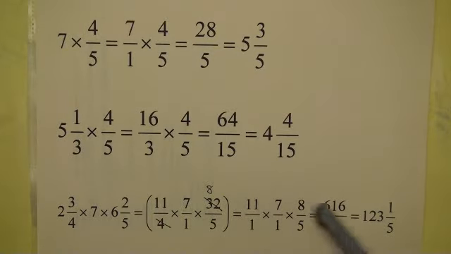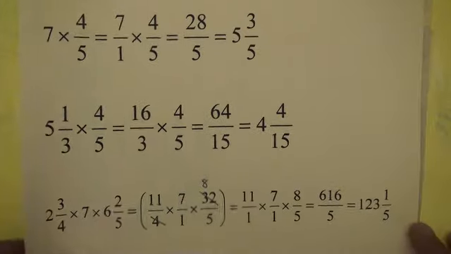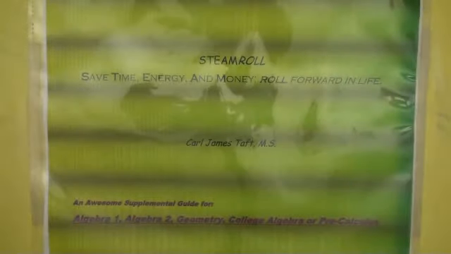Then of course you just multiply across. 616/5 turns into 123 1/5. So there you have it, ladies and gentlemen, multiplying fractions.